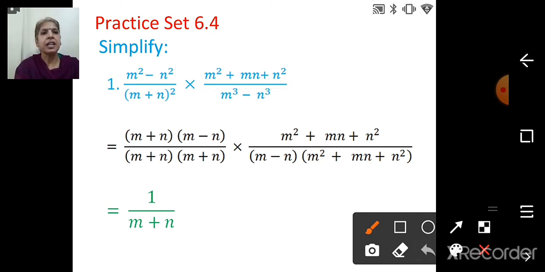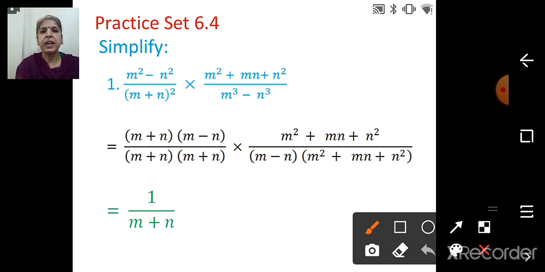And then see the denominator, m cube minus n cube. It is based on the formula. Which formula? a cube minus b cube. And what is that first bracket? a minus b. So here what we will be having? m minus n, the whole bracket, multiplied with m square plus mn plus n square.